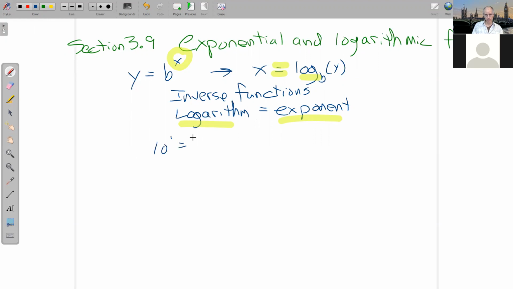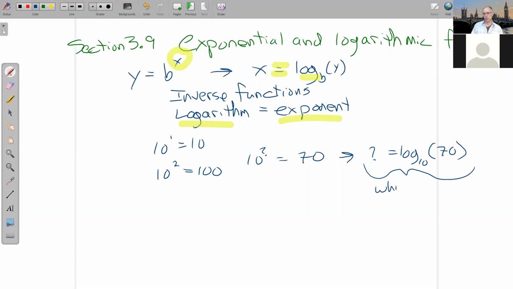I know that 10 to the first power is 10, and I know that 10 squared is 100. And so the question is, what power of 10 gives me something like 70? And so the answer to that is that exponent, and that exponent happens to be a logarithm. The base of the logarithm has to match the base of the exponential, and then 70 is what I'm trying to target. So in other words, in order to read something like this, this says what power of 10 gives us 70. So I expect back from your precalculus days that you can switch back and forth between logs and exponents.